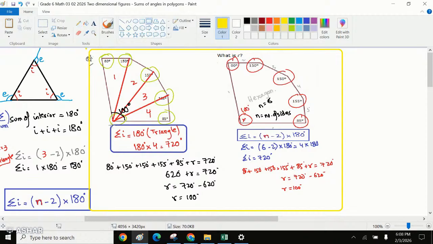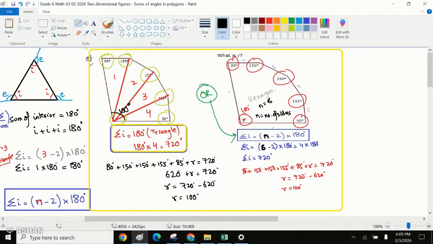Here we had to break the shape into triangles to find 720. But when we do it the alternate way, all we did was use the formula: the sum of the interior angles is (n minus 2) multiplied by 180. If there were 6 sides, we simply put n equal to 6. If there were 7 sides, we would put n equal to 7. Okay, let's try one more question.